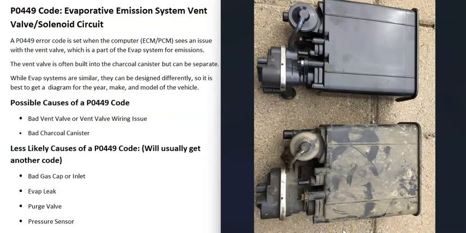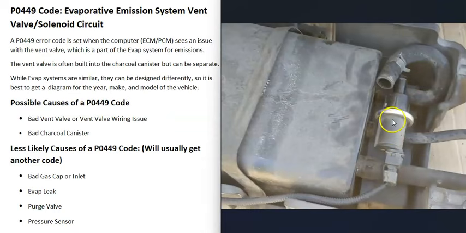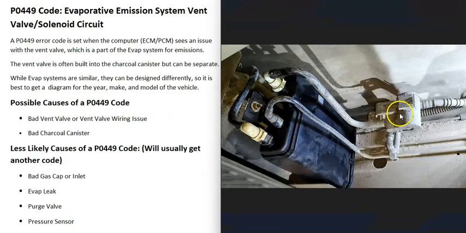So if it is bad, you basically have to replace the whole charcoal canister, which is fairly common. Sometimes you can open up the charcoal canister and you can see it located right there, and you might be able to just order that vent valve. And on some vehicles, it could be completely separate. It'll be located on the frame with some hoses going to it. But the first thing to go and check out is going to be that vent valve and the wiring going to it.